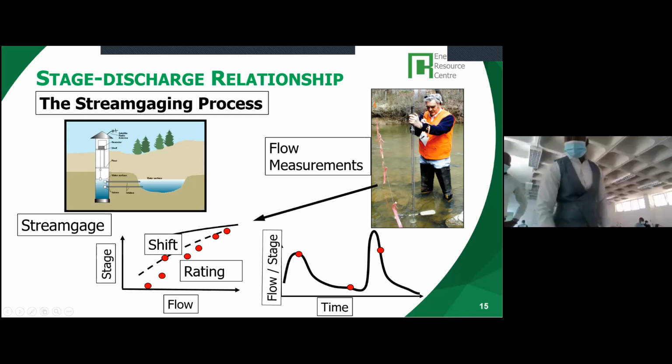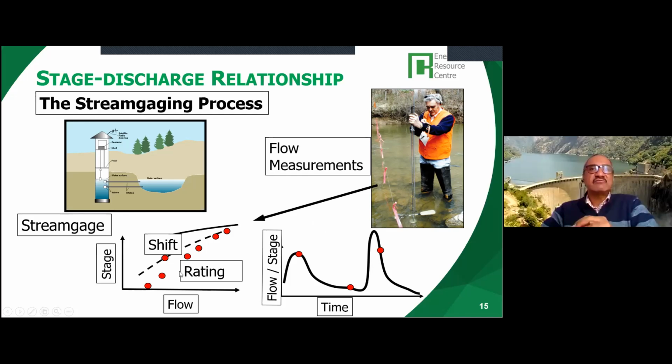Okay? So then you measure the discharge at all the red spots, then you generate the relationship between the stage and the flow. And this is what is known as the stage discharge relationship. The stream gauging process is also given here. Basically, you have a water level here, and for different water levels, what you do in a river is you measure the water level, okay?